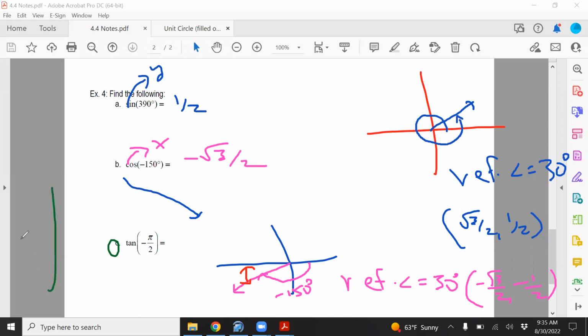Tangent of -π/2. Here we go. -π/2 is -90 degrees. Hope you guys remember that. -90 degrees right here. Where are the coordinates there, by the way, on the unit circle? 0, -1. Thank you, Iris. 0, -1. Tangent is y over x, so we need -1/0, which is undefined.